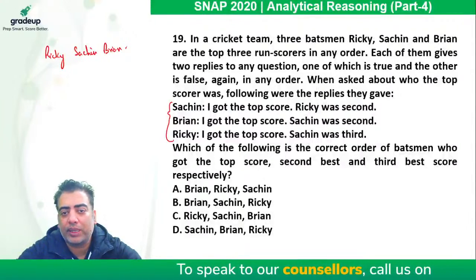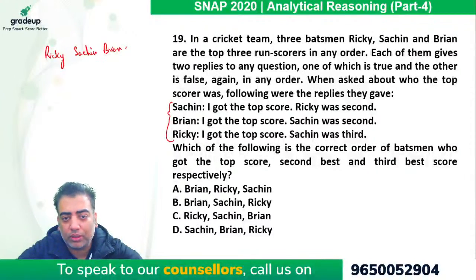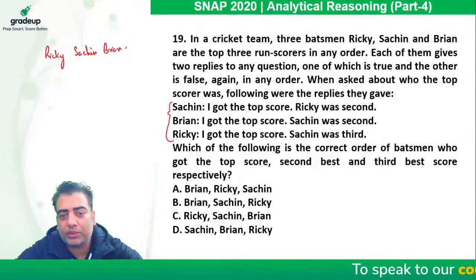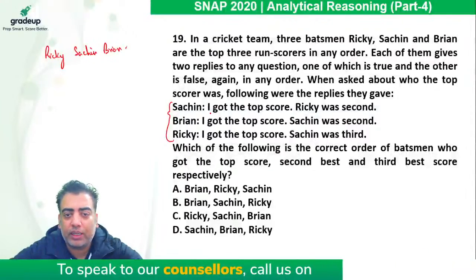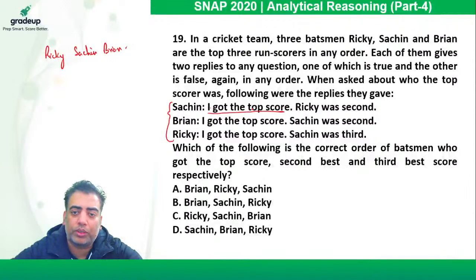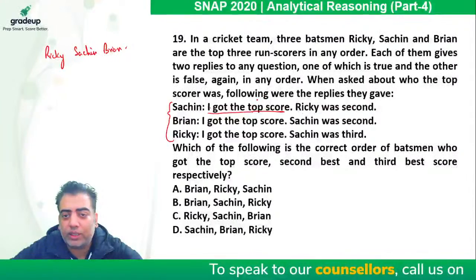In order to solve these kinds of questions, we always need to assume one of the statements is correct and the other one is wrong, right? Exactly one statement of each of them is true and the other one is wrong. So let's assume that the first statement of Sachin is correct. If the first statement of Sachin is correct, he said, I got the top score. Ricky was second. So it means this is false. If this is true, this is a lie.